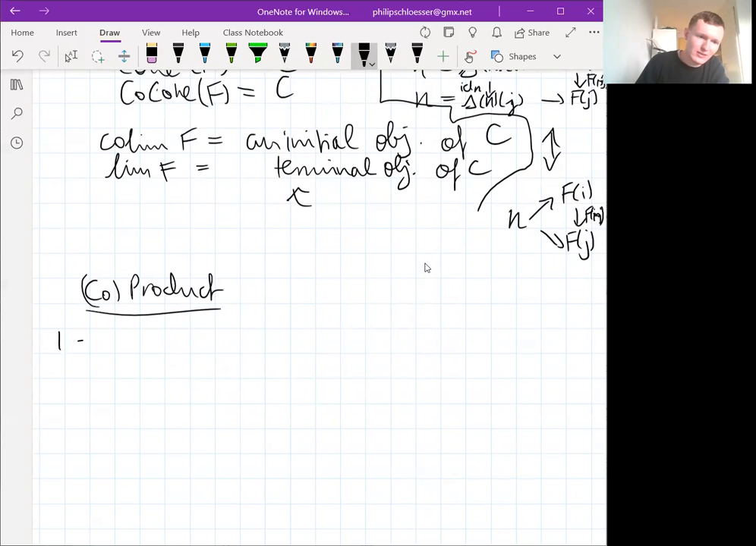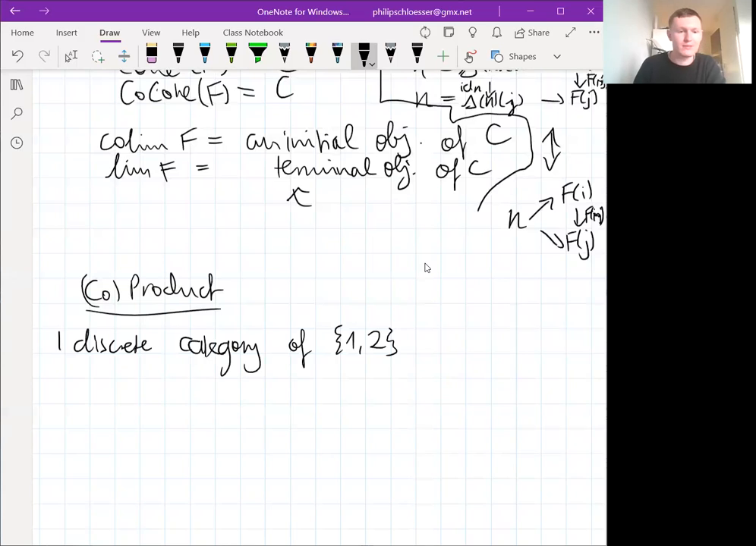So we have I, the discrete category of the set 1 and 2. Meaning that the objects of I are the numbers 1 and 2, and the morphisms between 1 and 1 are the identity. The identity is the only morphism between 1 and 1, and the identity is the only morphism between 2 and 2, and there are no other morphisms. So in a diagram, we would write it like 2 points, 1 and 2, with the identities implied.